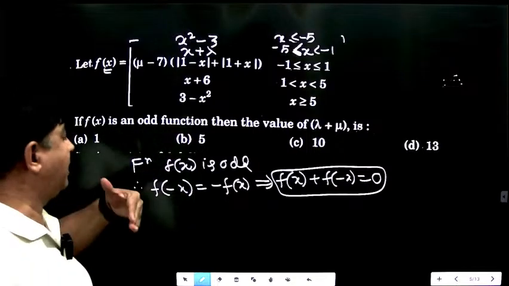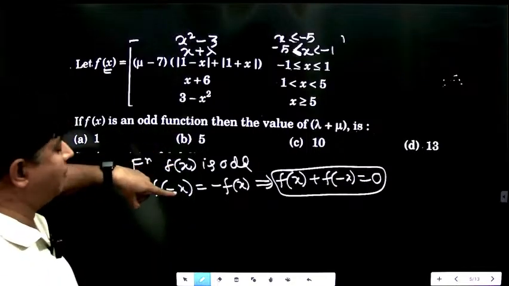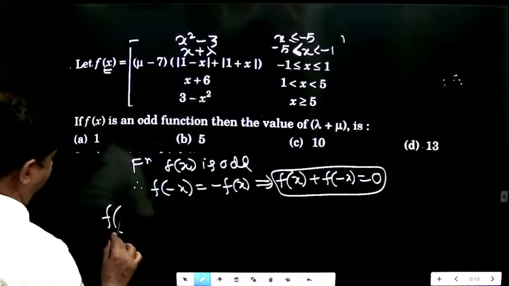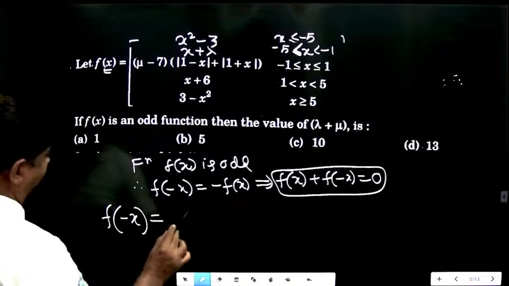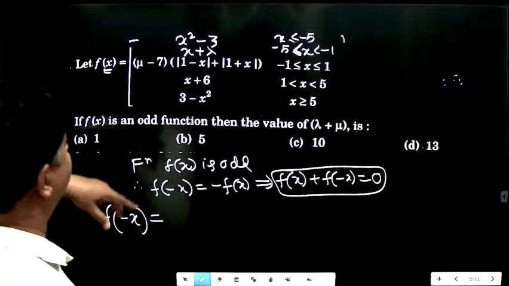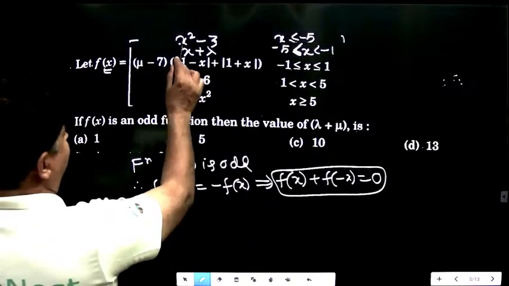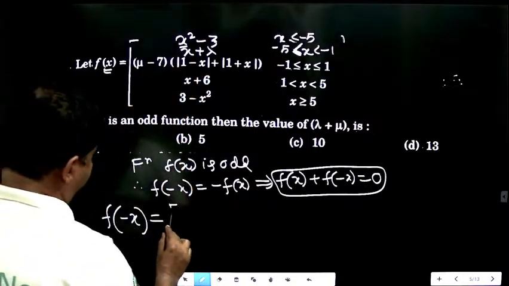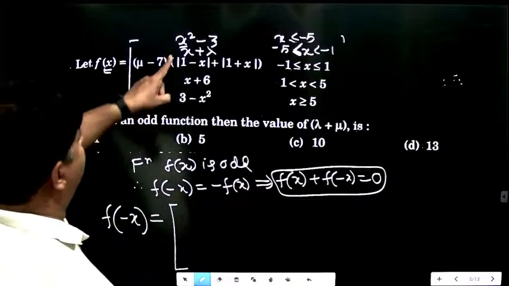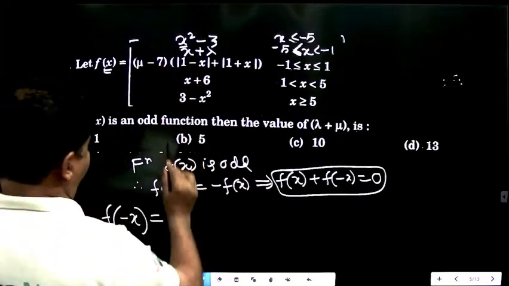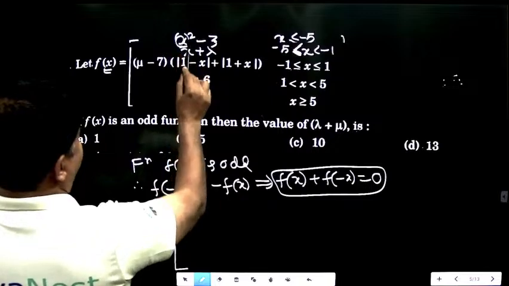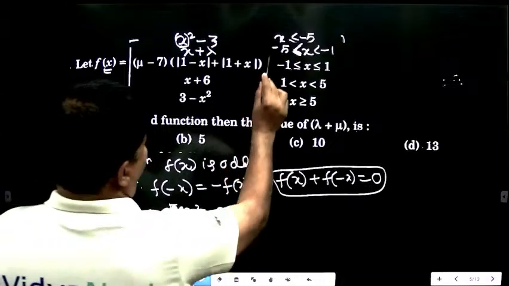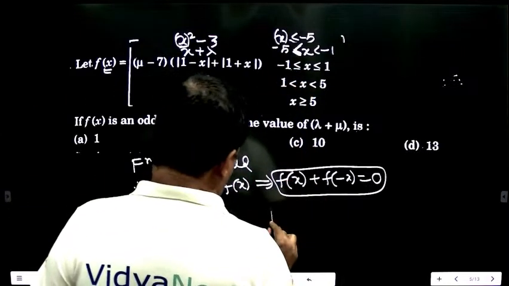How is an odd function described? In place of x, we have to put minus x. So I am putting minus x in place of x. Once you put minus x, you will get what? Here you are putting minus x: minus x whole square. In place of x, you are putting minus x. x square will remain unchanged. Here, in place of x, minus x.